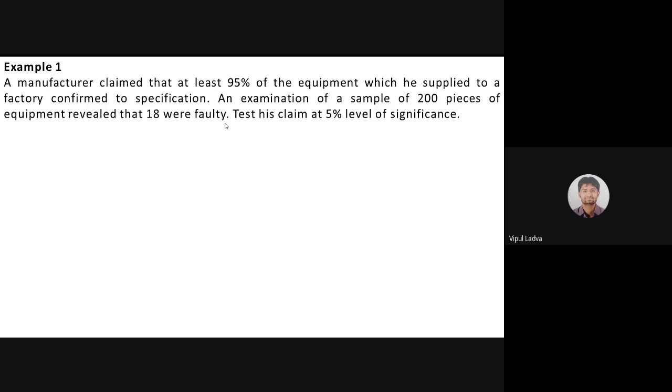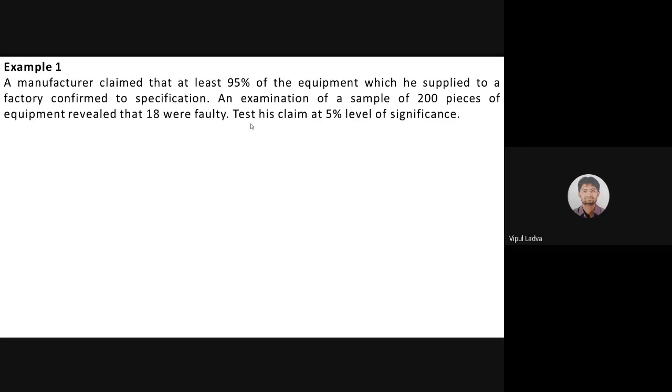Now, what that factory owner is doing, he does not have trust in the manufacturer. He is trying to test whether the manufacturer is claiming correctly or not. So he is having a delivery of 200 pieces of the equipment. He is testing all of that, and found that 18 are faulty. Out of 200, 18 were faulty.